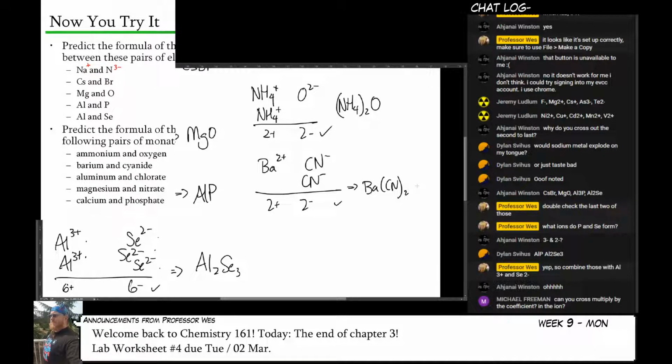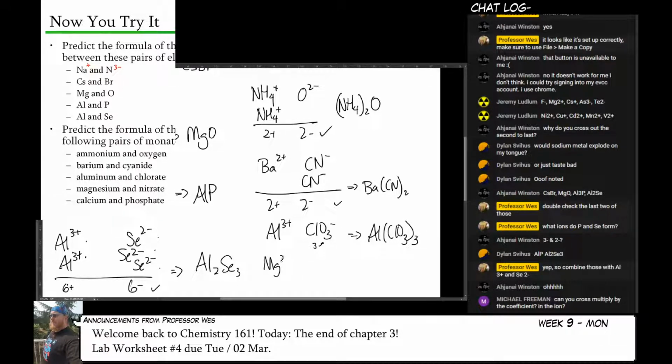Can you cross multiply? You can, but if you get a number that can be divided out, I'll show an example where that doesn't quite work in a second here. Let me go through the rest of these examples real quick. So aluminum and chlorate. I'm going to need 3 of these guys, as you can see, because positive 3 and negative 1. Al(ClO3)3.